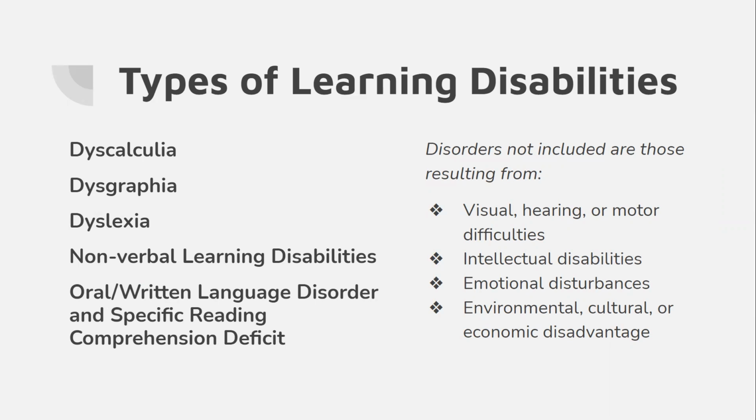An oral or written language disorder and specific reading comprehension deficit affects an individual's understanding of what they read or of spoken language. The ability to express oneself with oral language may also be impacted. We also know that learning disabilities are disorders that do not include things that result from visual, hearing, or motor difficulties. They're not a result of intellectual disabilities. They cannot be attributed to an emotional disturbance or environmental, cultural, or economic disadvantages.